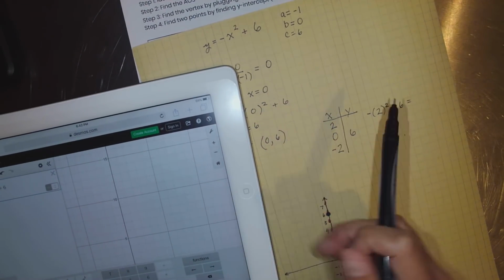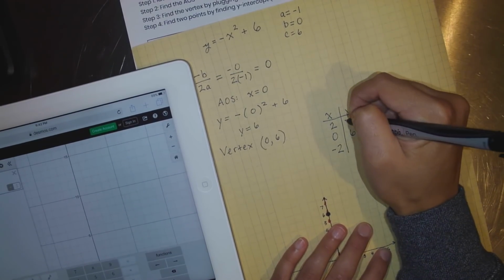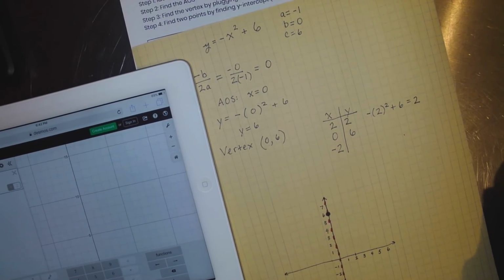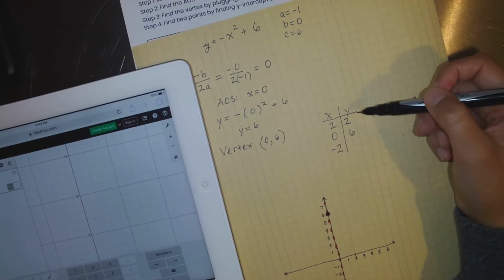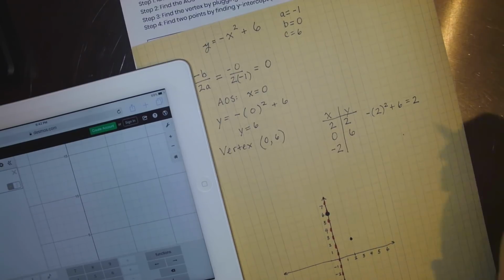Right, 2 squared is 4. Keeping that negative, we have positive 2. So this will be 2, 2. Okay, and I'm going to plot that point, 2, 2. So I have 2, and I'm going to go up 2.